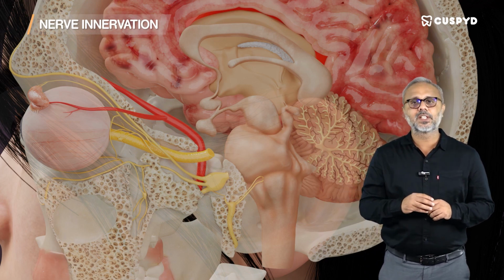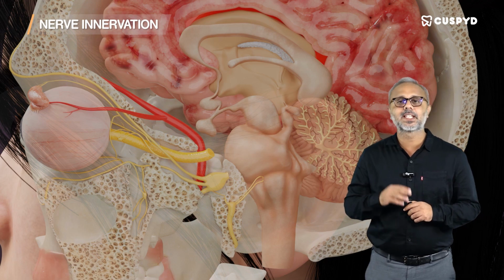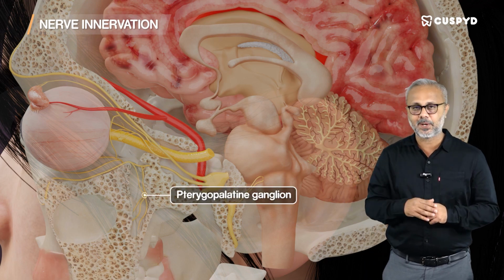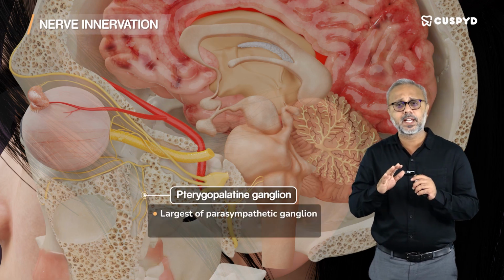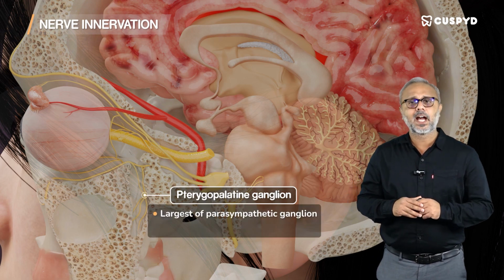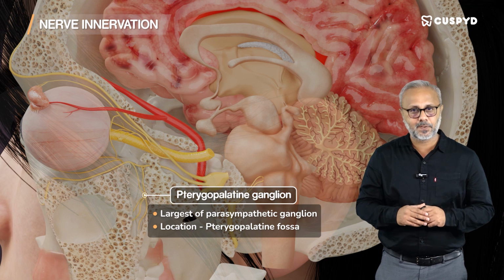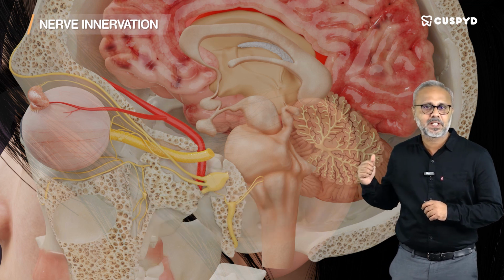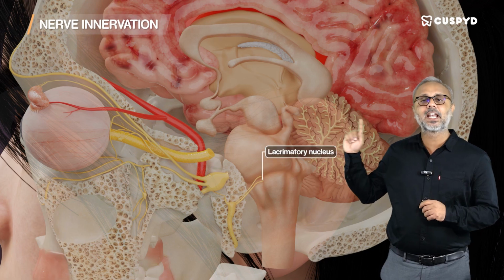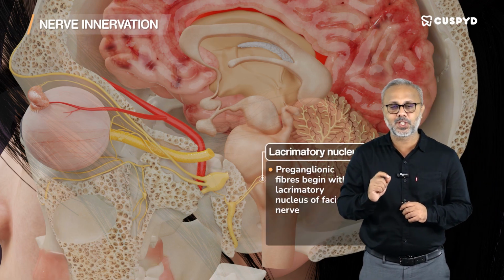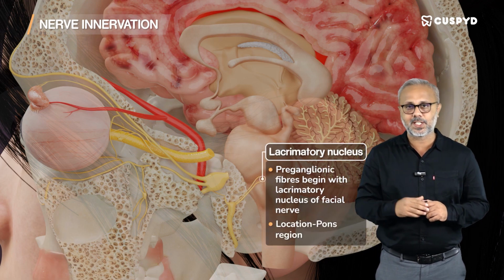The ganglion that controls the secretion of the tears is the pterygopalatine ganglion. The pterygopalatine ganglion is the largest of the cranial parasympathetic ganglions and is located in the pterygopalatine fossa. The preganglionic fibers for pterygopalatine ganglion begin with the lacrimatory nucleus of the facial nerve present in the pons region.